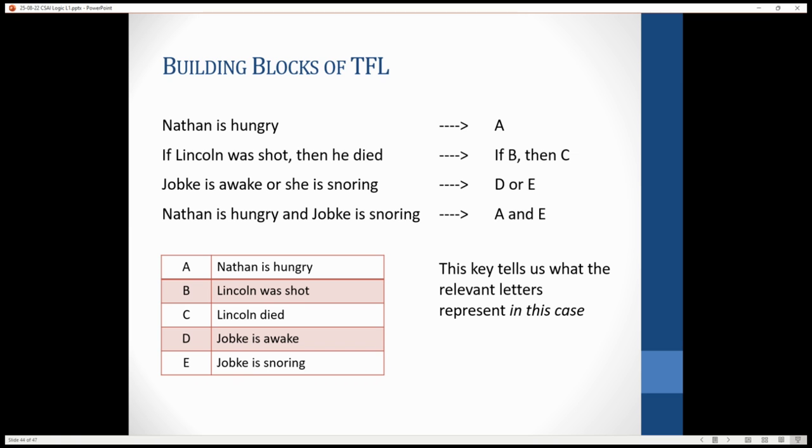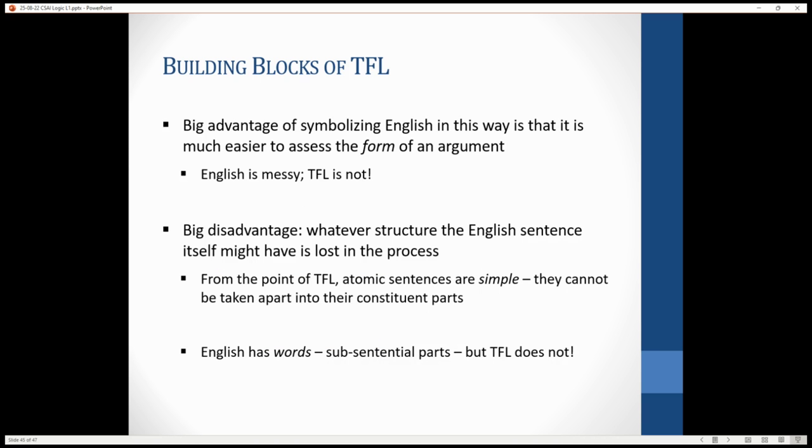Cool. Any other questions? No? Beautiful. Awesome. So here's the big advantage of what we're doing. Once we start symbolizing in this way, all the messiness of English drops out. We just look at the form. English is messy, TFL is not. Here's the downside to symbolizing like this. We might miss out on a lot of nuance.